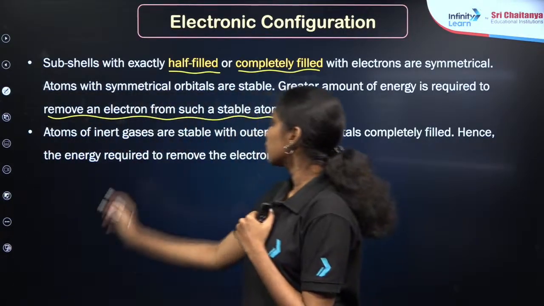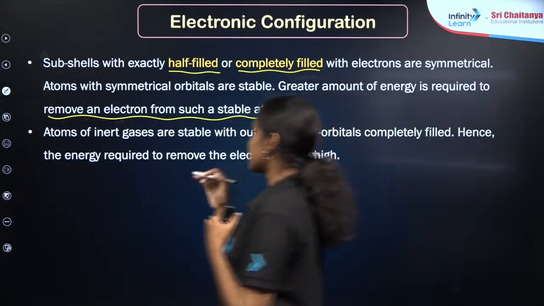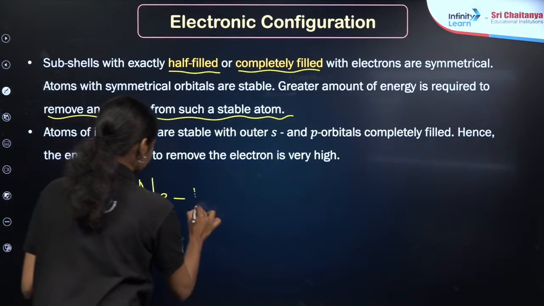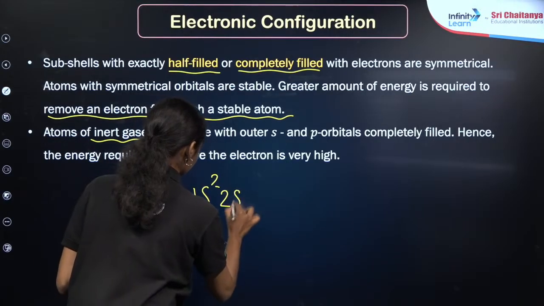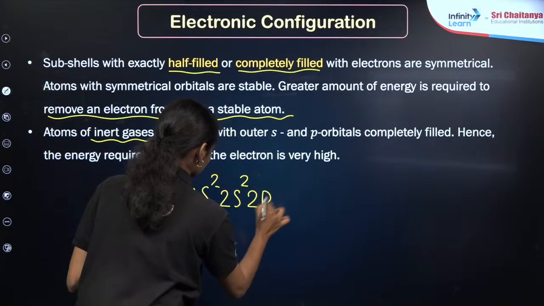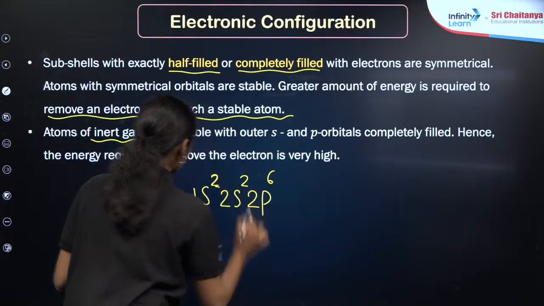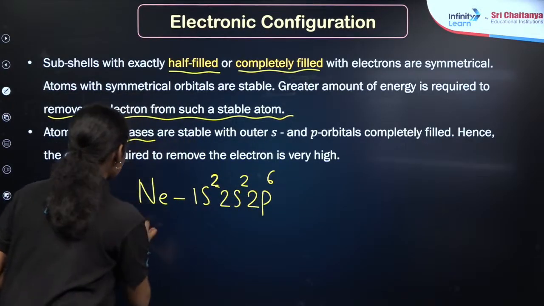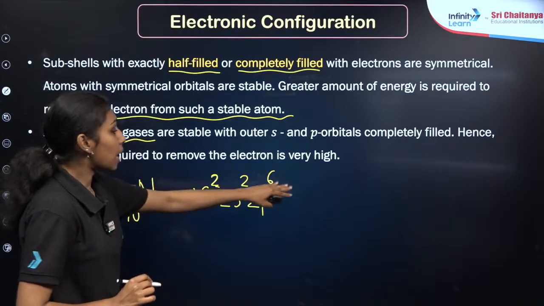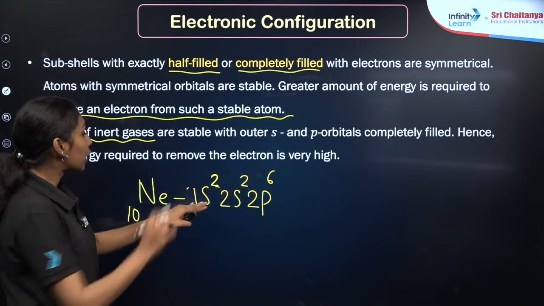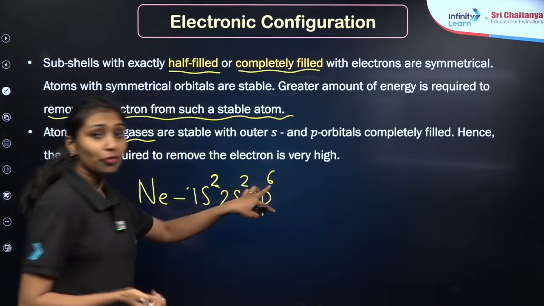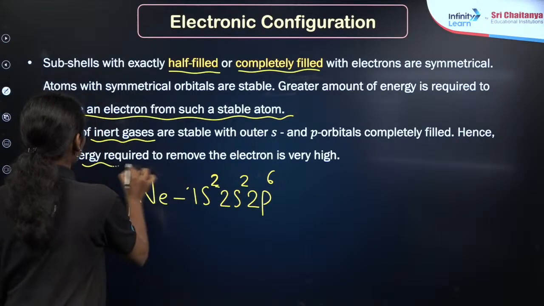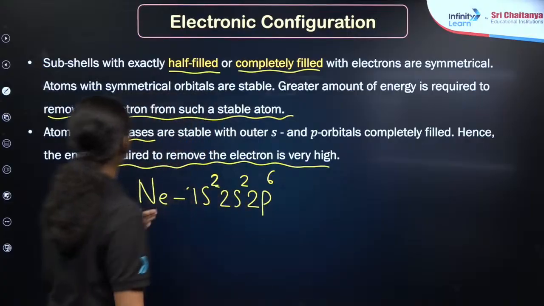For example, in the case of all the inert gases or noble gases, if I am taking neon, this is the electronic configuration, right? 1s2, 2s2, 2p6. Neon has an atomic number of 10, which means this is completely filled and highly stable. In order to remove one electron from the p orbital, we need more energy to remove this electron. Clear?